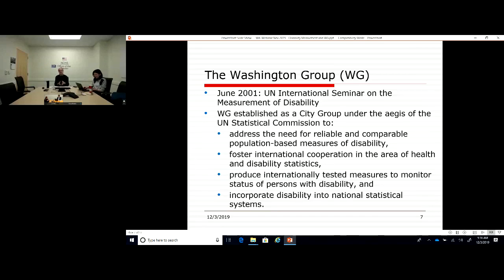We wanted to foster international cooperation in the area of health and disability statistics and produce internationally tested measures to monitor the status of persons with disabilities. Exactly what we need to monitor the convention and the SDGs. And we want those measures to be incorporated into national statistical systems, so that disability becomes a routine measure. It's captured on surveys as routinely as gender and age, marital status, urbanicity. Disability status is right up there. Can I have the next slide, please?